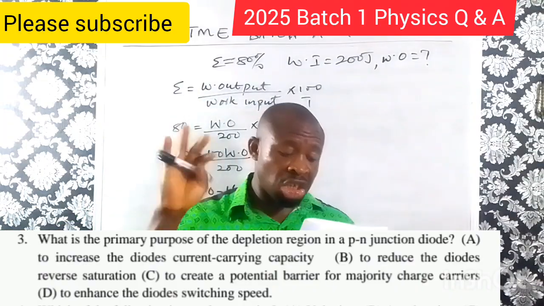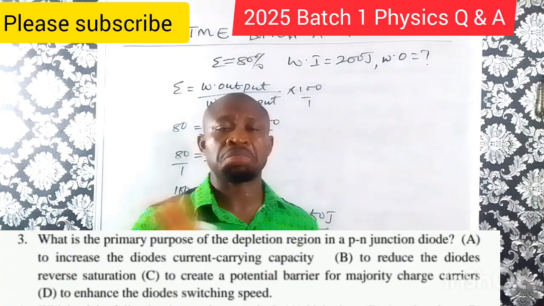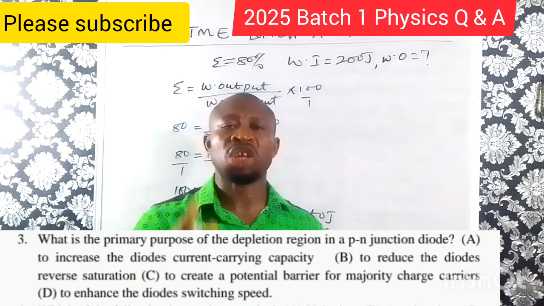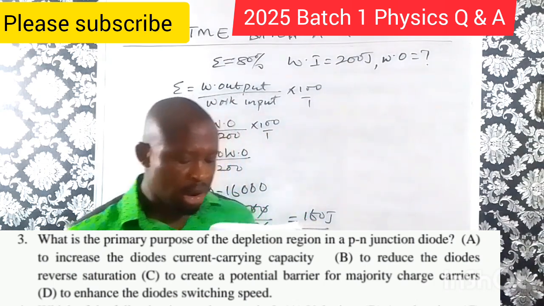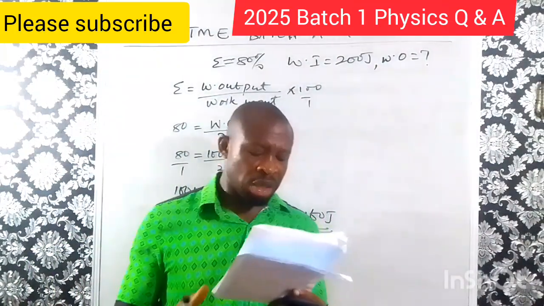Okay, the option D is not there, please. To enhance the diode switching speed. So forget about that one. So C is the correct option to that question. Now we pick the next question.